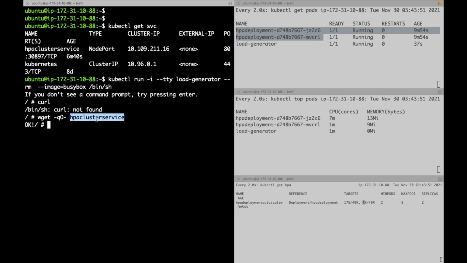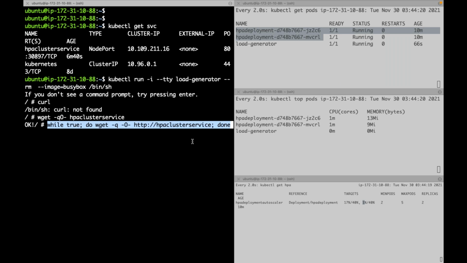Now, can I have this command in an infinite loop so that the load will be increased? Just to demonstrate HPA. So something like this. This is Linux. I think you know what this is. While true, do wget, done. It is an infinite loop. Unless I terminate it, it will not stop.